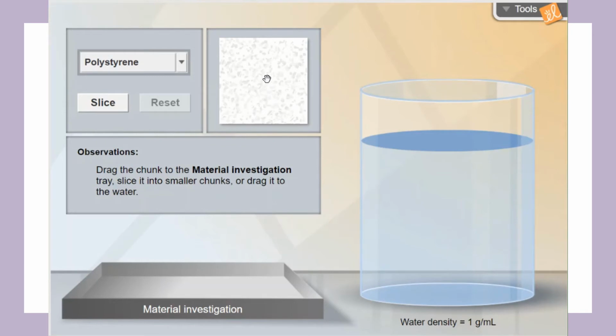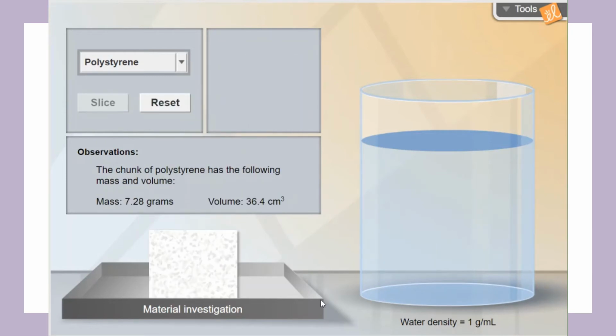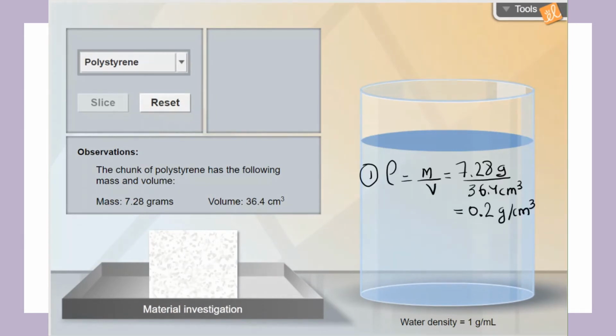All right, so basically I will be putting it on this investigation table and it will tell me the mass and the volume of it. And I will be finding the density of this big piece of polystyrene. Okay, so density equals mass over volume, which is 7.28 grams over 36.4 cubic centimeters, and it will give you 0.2 grams per cubic centimeter.